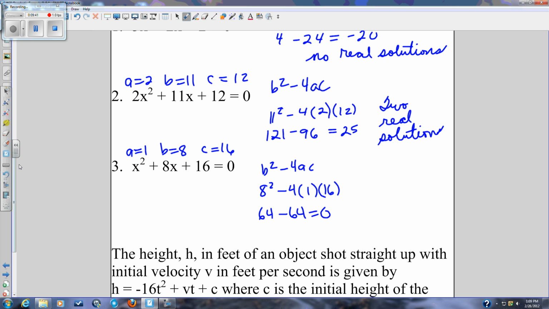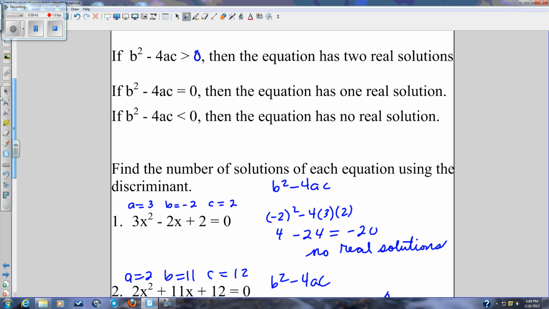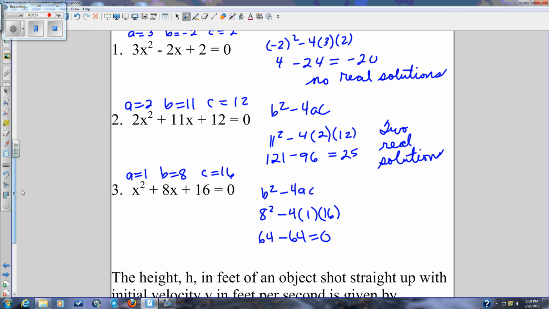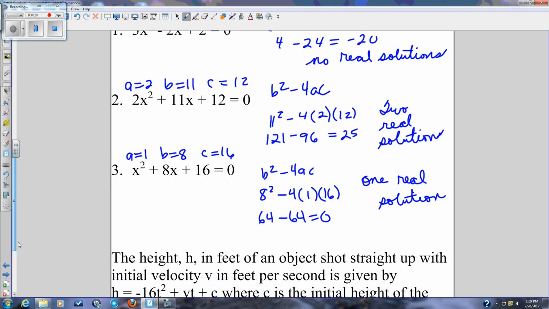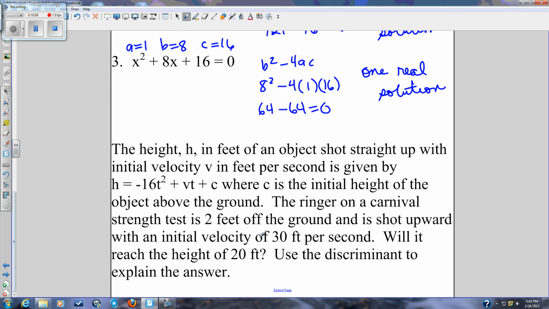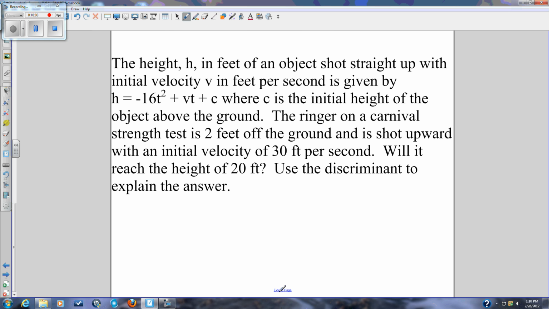And going back up to what we wrote at the top here, if b squared minus 4ac equals 0, you have one real solution. So we're going to say this particular equation has one real solution. Okay. Now let's see how we can use the discriminant, how it can actually be useful to us in some manner. Let's say we have this problem.